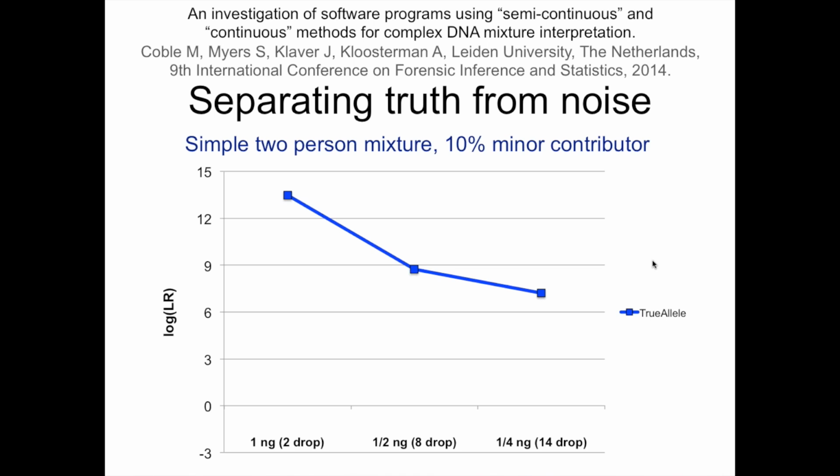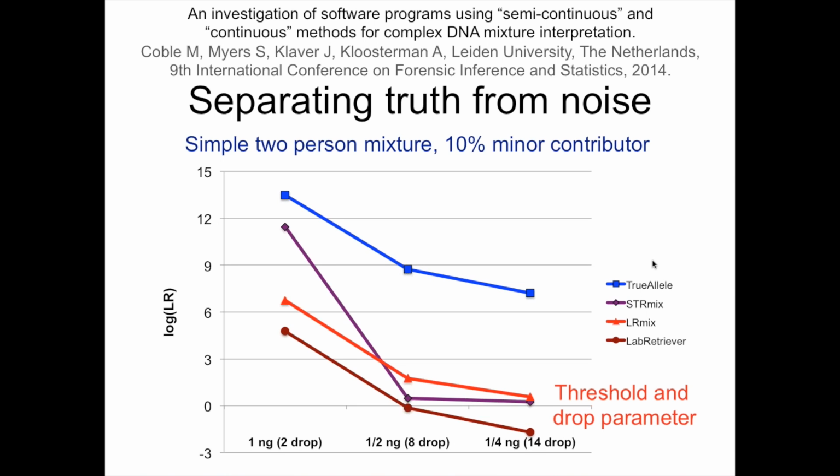And we see that as the number of dropouts increase and the amount of DNA decreases, the match statistic goes from about 13 or 10 trillion down to 9 or about a billion. And then finally, with a quarter of a nanogram on this two-person mixture, looking at the 10% minor component, to about 7 log units or 10 million. And this is consistent with studies that we and others have done on TrueAllele.